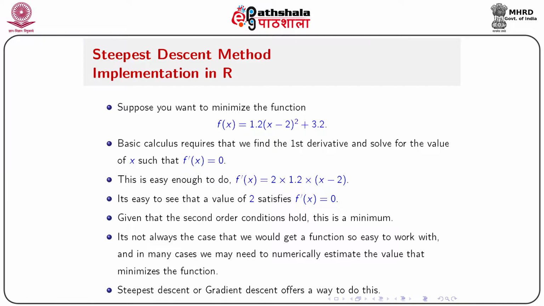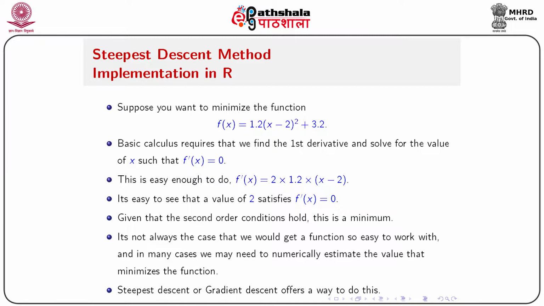With basic calculus, from this function you can easily apply minimization methods to get the solution, and that we can compare with the steepest descent method. So that's why I took a very simple example here. The basic calculus requires that we find the first derivative and solve for the value x such that f prime x equals 0. So this is easy enough to do: f prime x equals 2 into 1.2 into (x minus 2), and it's easy to see that a value of 2 satisfies f prime x equals 0. Given that second order conditions hold, this is a minimum.